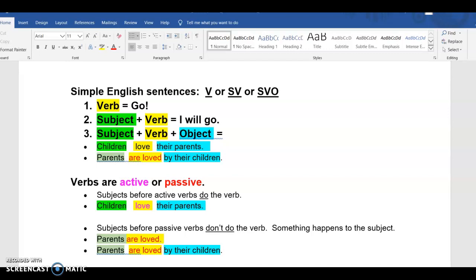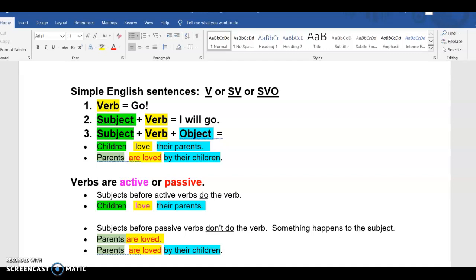But if your verb is passive, subjects before passive verbs don't do the verb. These verbs are called passive verbs. So something happens to the subject. Parents are loved. The parents are not doing the love. Someone else is doing the love. And in the second example, it tells us who. Parents are loved by their children. The second example shows us who is doing the verb.